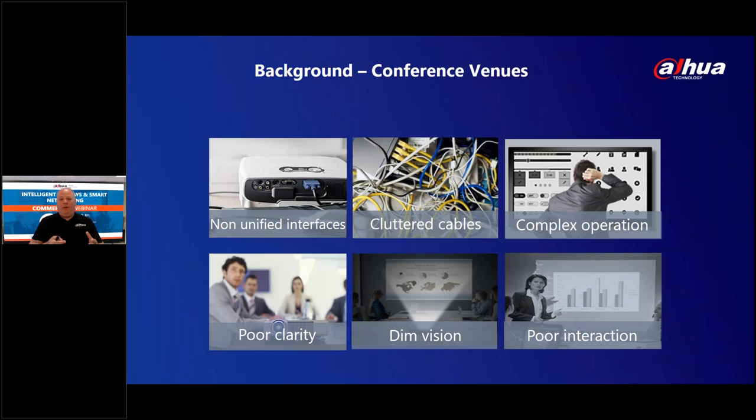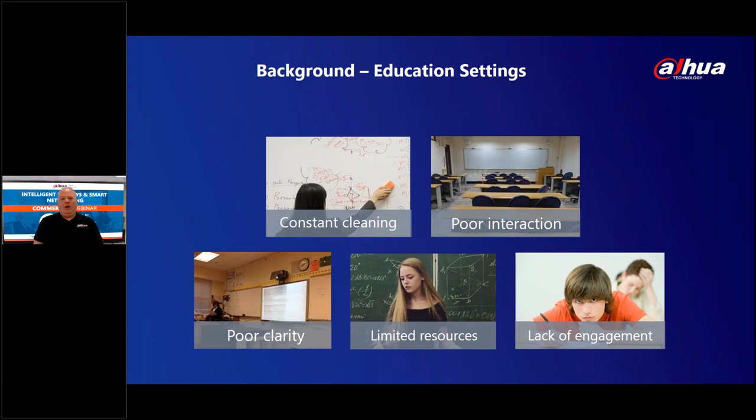So a lot of the problems of the past are things like non-unified interfaces. Is it DVI? Is it HDMI? Is it SVHS? Is it analog? HDMI, etc. Also, cluttered cables, complex operations. Information's not always clear. The resolution varies from source to source. It's very difficult to interact and provide good quality images, because often you rely maybe on a projector to provide this functionality. And in education, dry whiteboards are often used, but they need a lot of cleaning. There's no interaction with students, and again, many different solutions are needed.